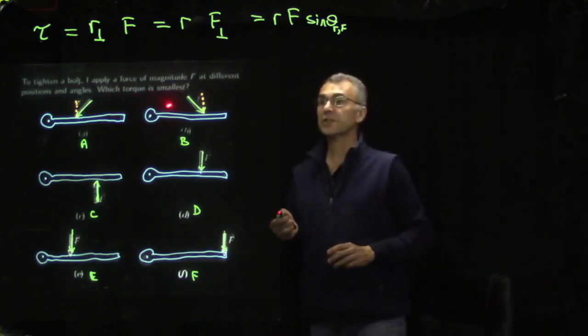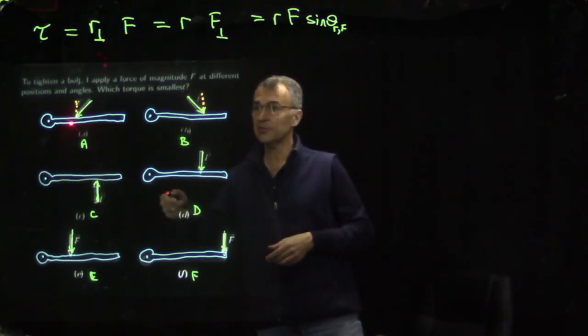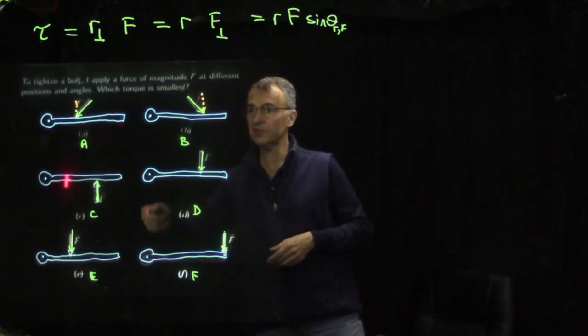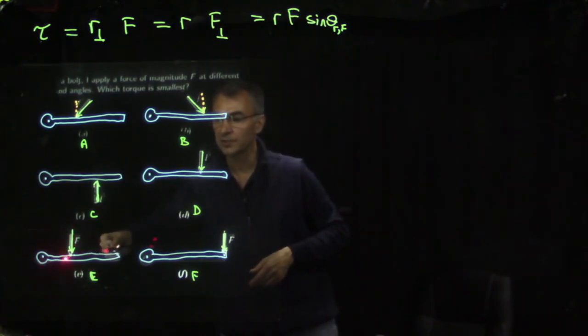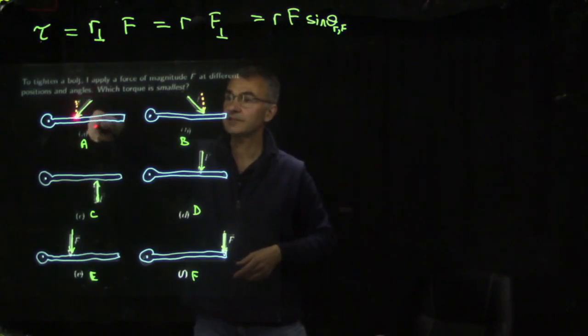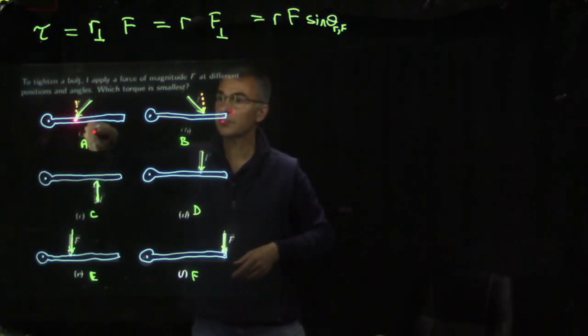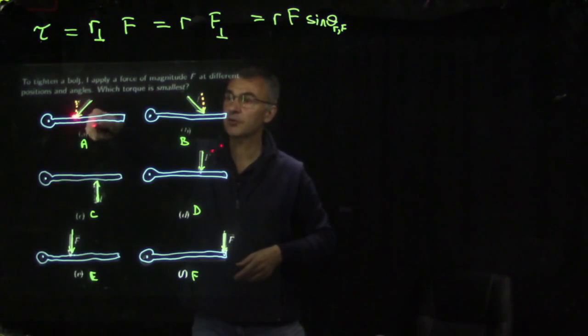Now in this case, which torque is smallest? It seems like the smallest displacement from the axis of rotation is like a tie between A, alpha, and E, echo. However, here the force is perpendicular to the displacement. Here the force is at a funny diagonal angle. So we actually not only have a small displacement for A, but we also have to pick out only the vertical component of this force.